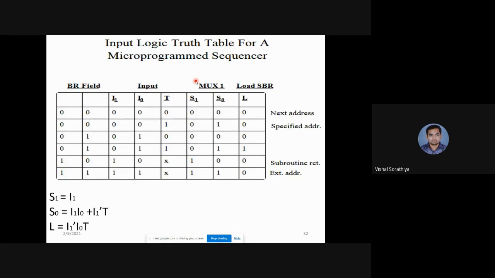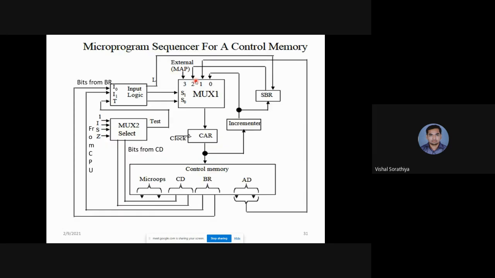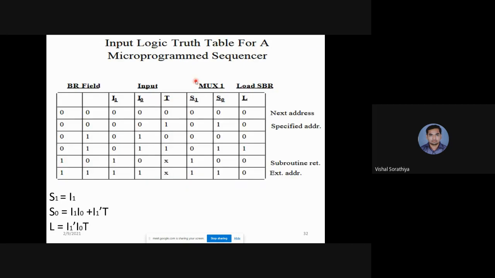Okay. If we can say what the truth table is, we have several inputs I0, I1, T, and several others like ISZ. So this is the overall truth table we have. The BR field will be something like 0 0, 0 1, 1 0, and 1 1. At that time, if I1, I0, and T are 0, 0, as well as L, S are all 0, meaning all BR field, input, mux, load, SBR are 0, then it goes with simply the next address. Otherwise, if T is 1, S is 01, then it will go with the specific address.